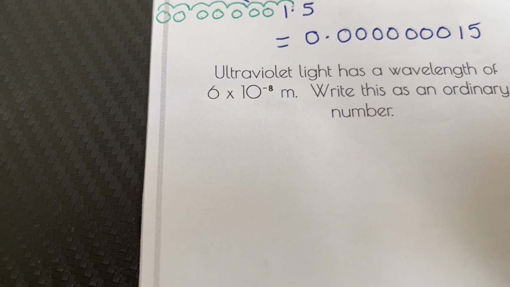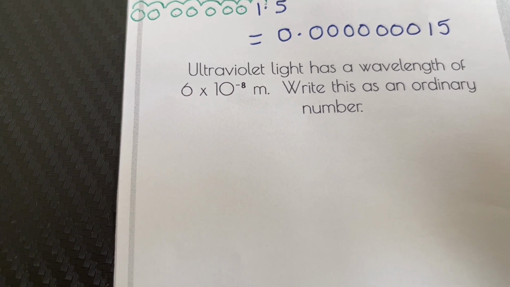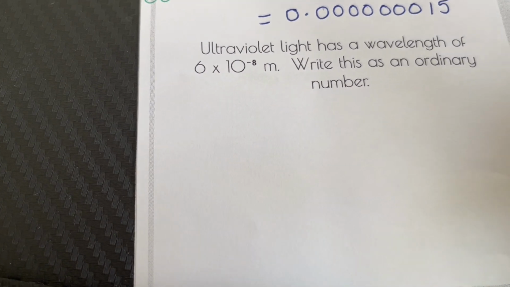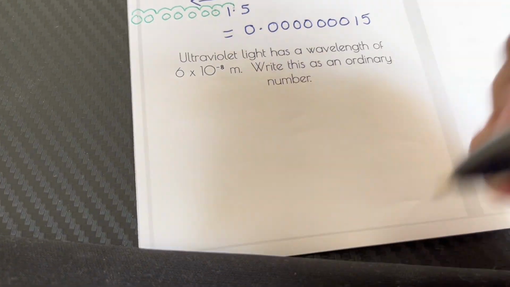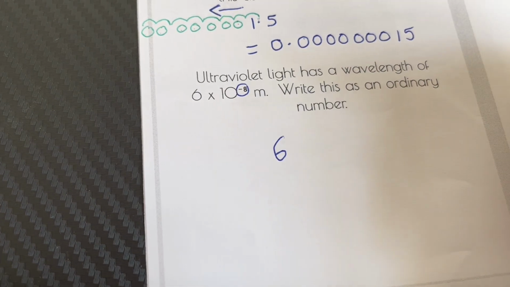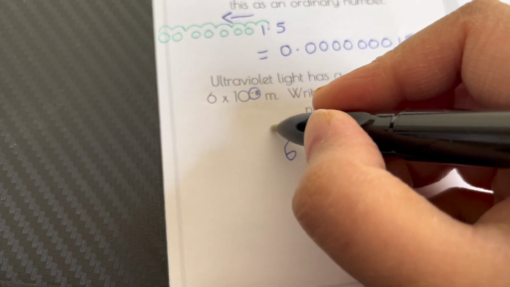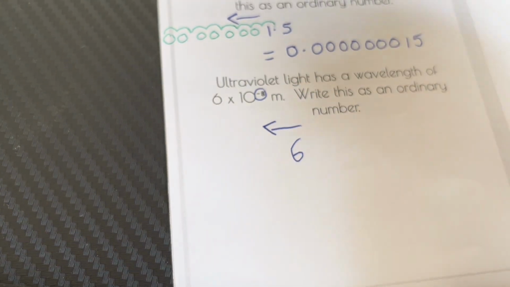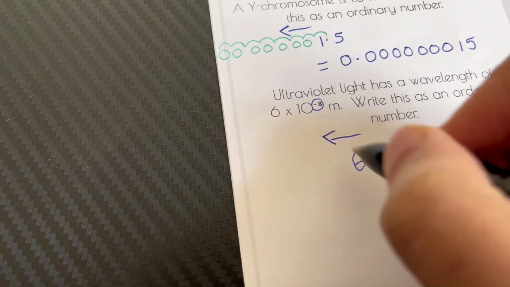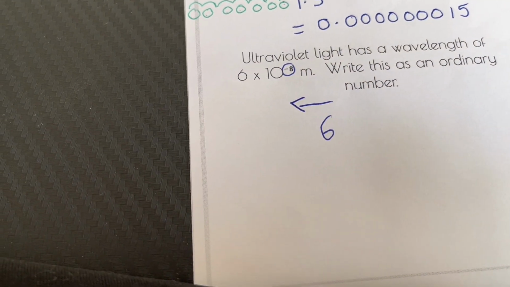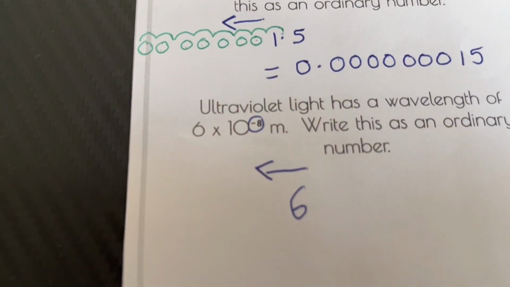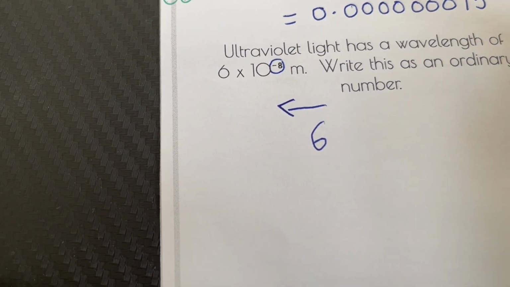Ultraviolet light has a wavelength of 6 times by 10 to the power of minus 8 meters. Write this as an ordinary number. So again, if we start off with our 6, it's a minus 8, which is the power. That means I need to move to the left with my jumps, because the number is getting smaller. In this one, you can see we've not actually got a decimal point to start off with like we did in the previous questions. So we need to add our own decimal point this time.